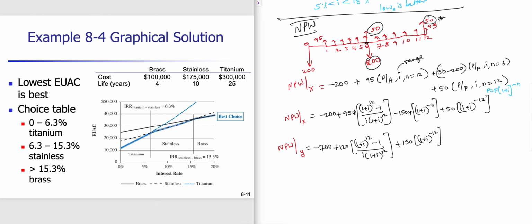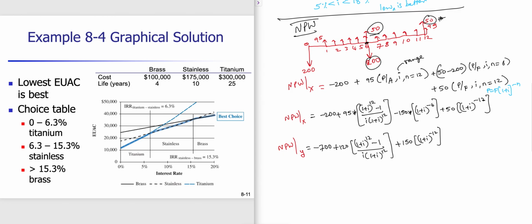textbook. So there are three options that we can consider to be used in a machine, maybe brass, stainless steel, titanium. Like I said, life is 4 years, 10 years, 25 years. What we can do is either we can come up with the least common multiple when we do present worth, or we can convert every number to annual worth.